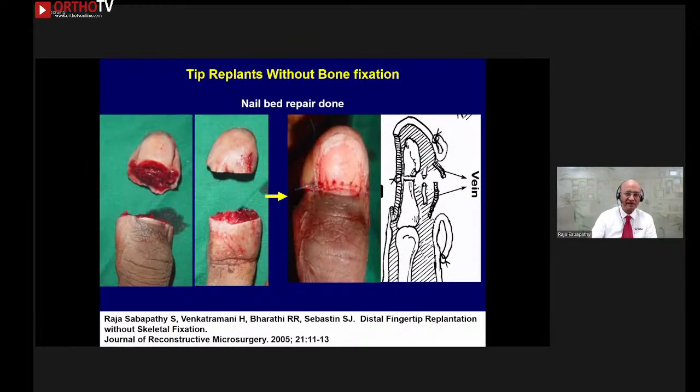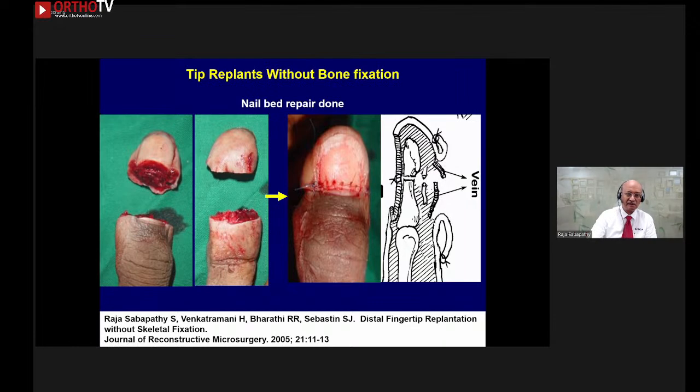Then we struck upon another idea as to how to make our life easier, particularly when you are doing it at the level of the nail bed. If you put in a K wire, you found it difficult because the arteries are deeper and the veins are superficial. When you want to do the artery, you do require a little amount of retraction, and when you put in a K wire, you can't do that.